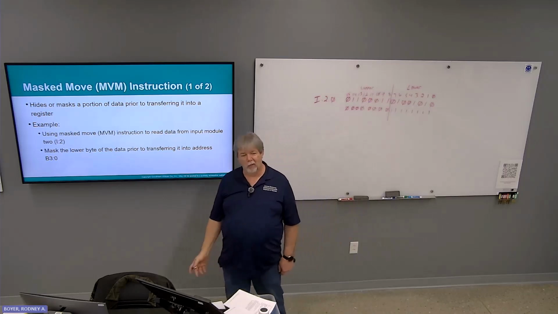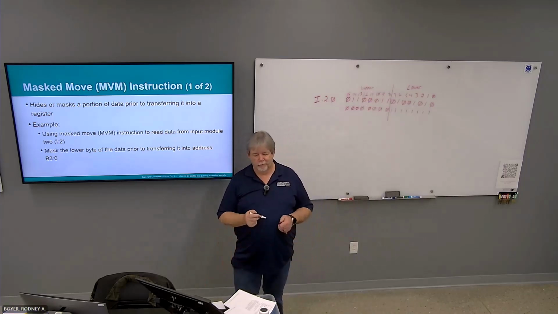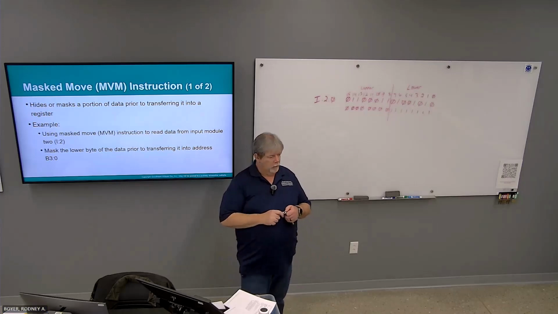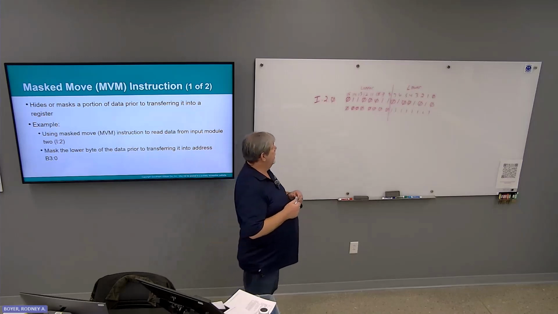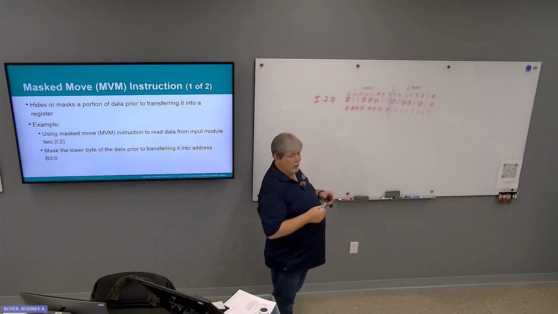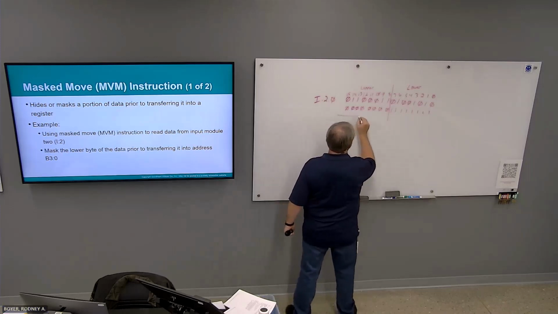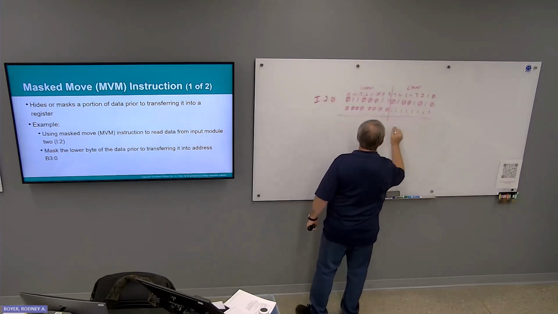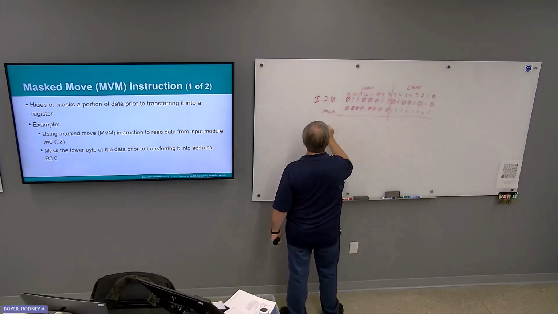Zero through 7 is the lower byte. 8 through 15 is the upper byte. Okay. And then if you remember, this is a bitwise AND. Anything ANDed with a 0 is a 0. So that's your mask.